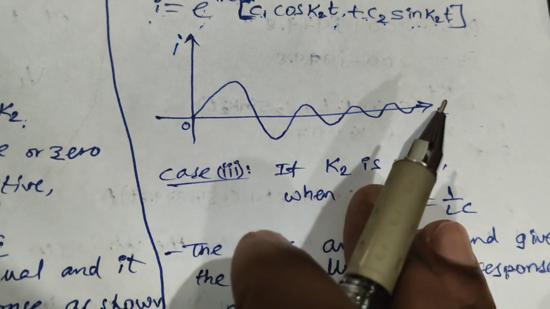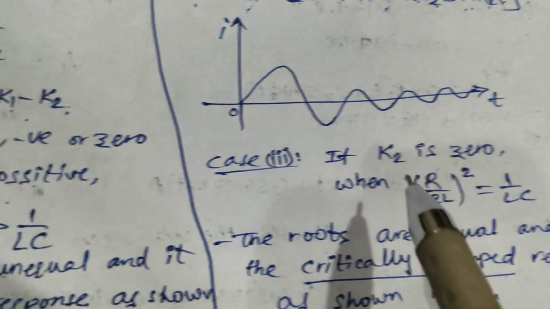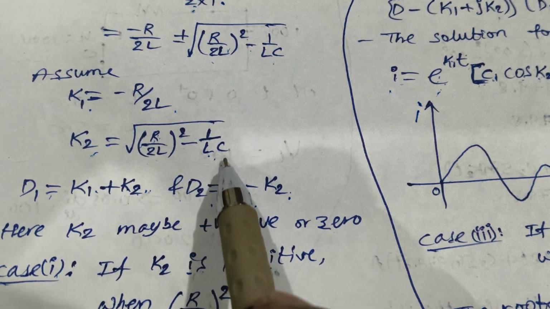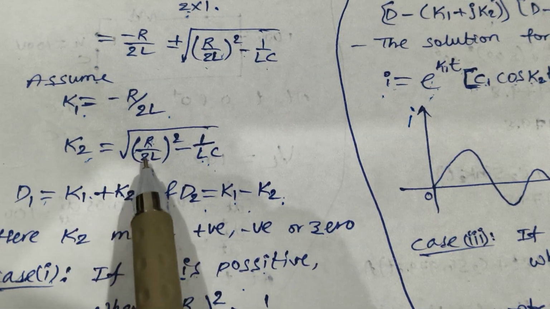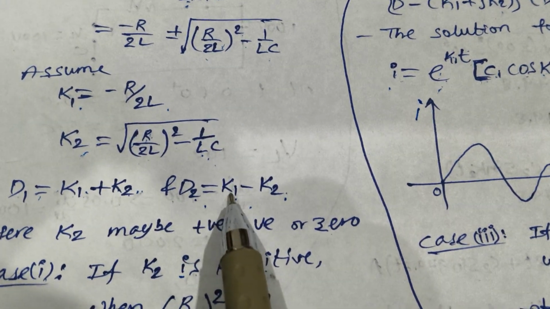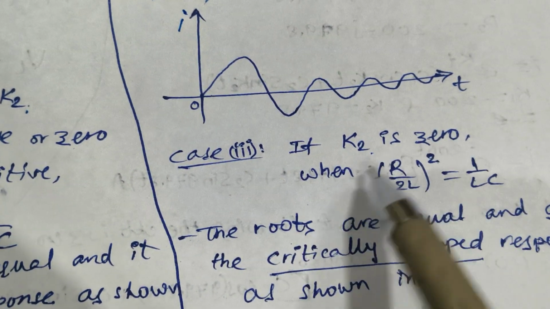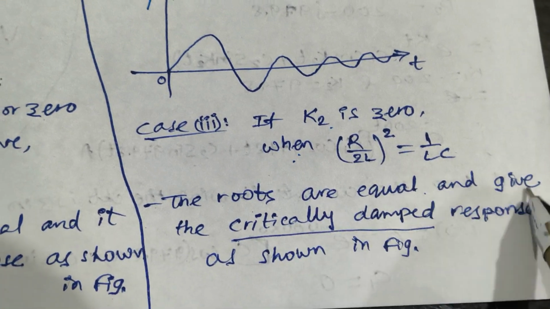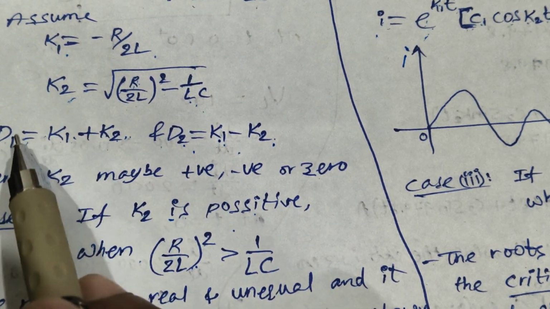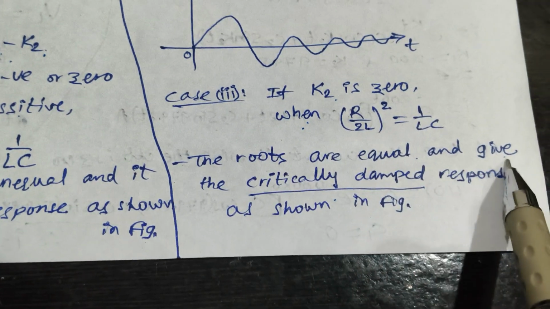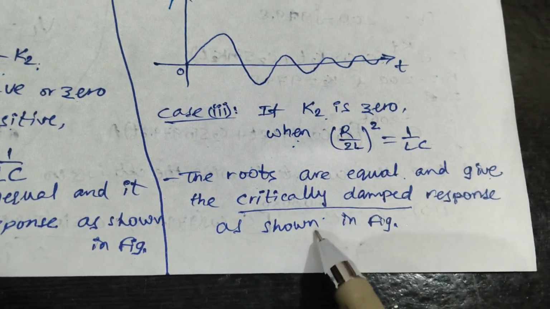The third case is if K2 is 0. When will K2 be 0? If (R/2L)² is equal to 1/LC, then K2 is equal to 0. With only one term, D1 is equal to K1 and D2 is also equal to K1. The roots are real and equal and give the critically damped response as shown in the figure. We'll see that figure.